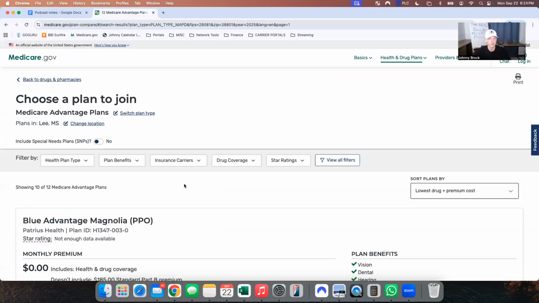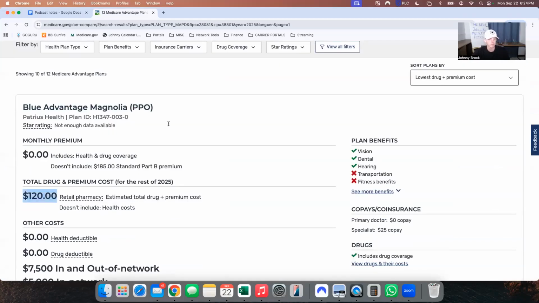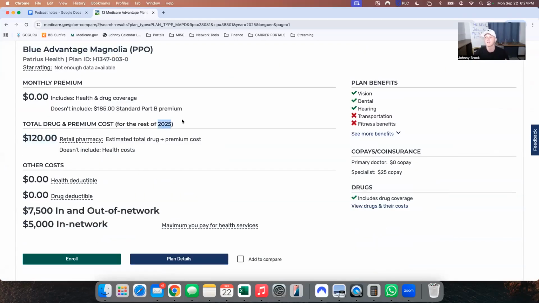All right. So in this area, the best one is the Blue Advantage Magnolia PPO. It says $120 for total drug and premium costs for 2025. No matter where you're at in the year, when you look up on this site, it's going to show you for the remainder of the year what your costs are. So in January, if it's $120 for the last quarter, just do the math. It would probably be like $480 for the whole year, which is really good.